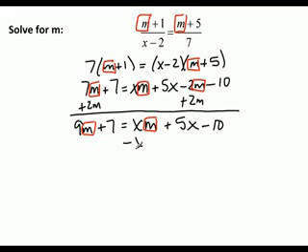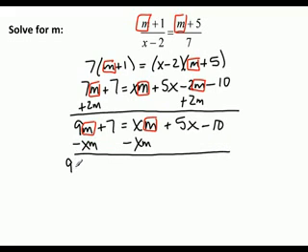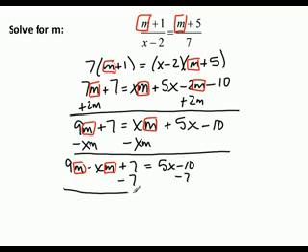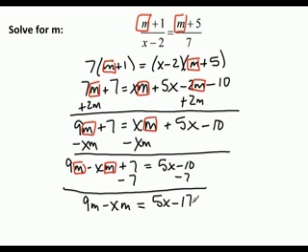Again, I want to get those on the same side, so I'm going to subtract xm from both sides. These are not like terms, so I'm going to have to write them out separately. Okay, plus 7 equals 5x minus 10. So let's look. That 7 doesn't have an m, so it's not needed on this side, so I'm going to subtract 7 from both sides. I'm going to place it under the negative 10 because those are like terms. So I'm left with 9m minus xm equals 5x minus 17.